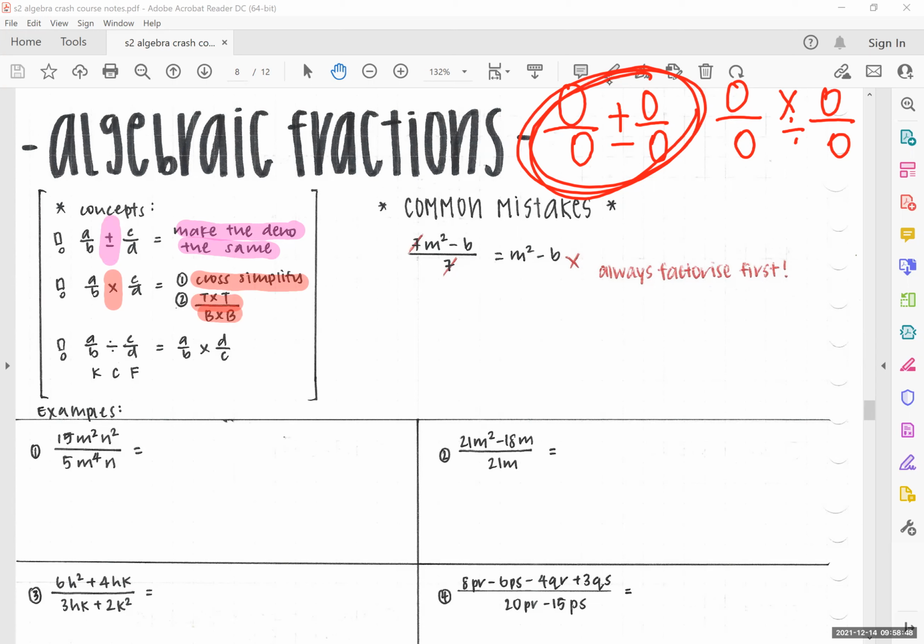Change highlighter color. The third one is called divide. Do you all still remember in primary school you learned this technique called keep, change, flip? You keep this one, you change, put an arrow, change divide to times, and flip. So put this thing here, flip.